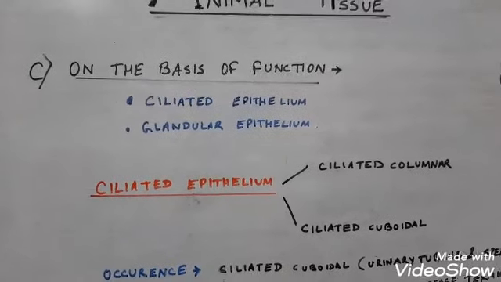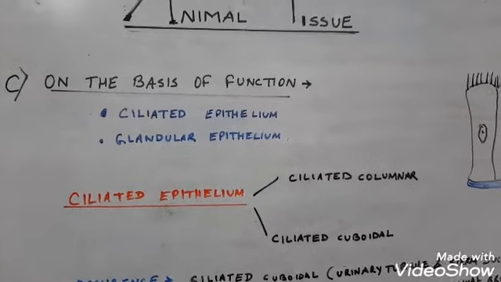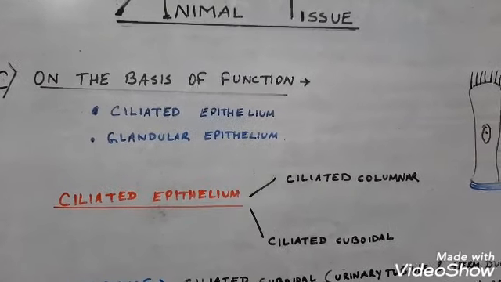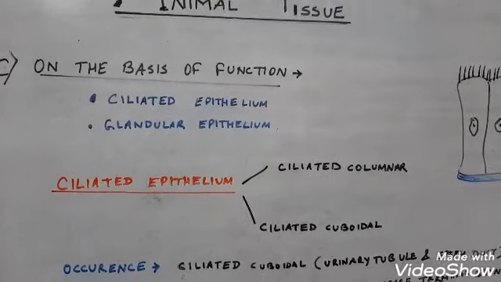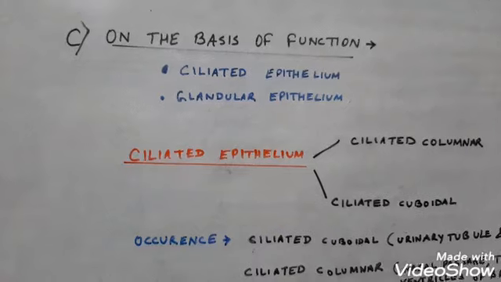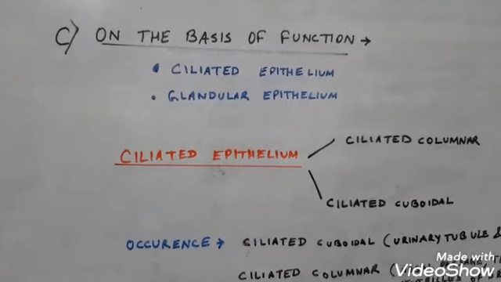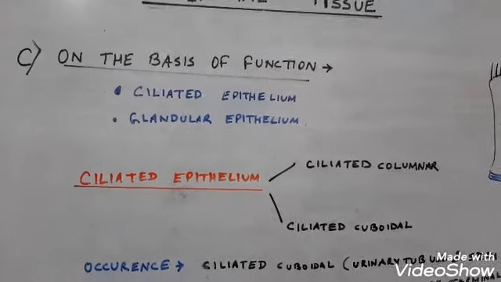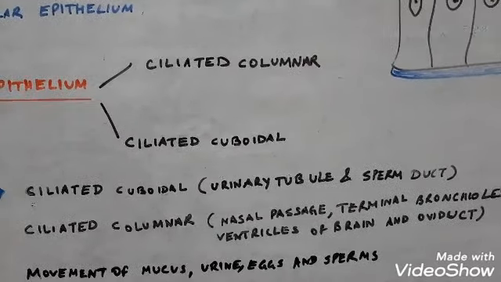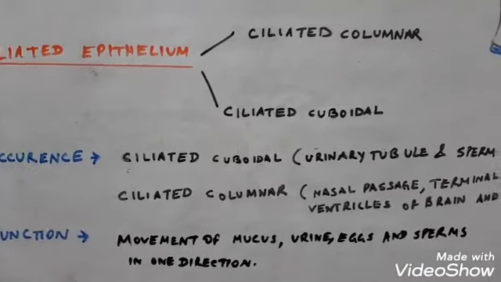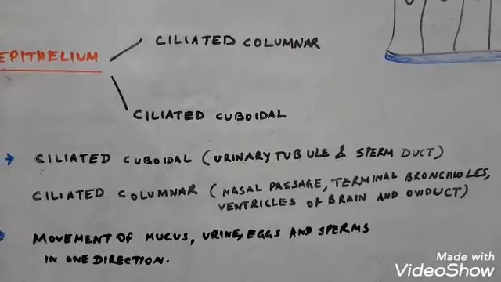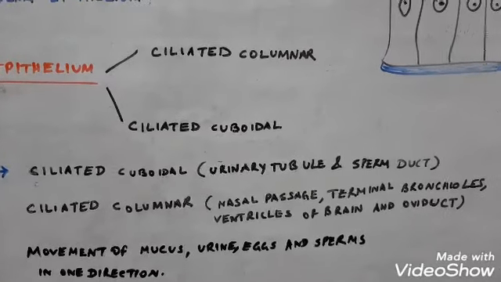Columnar and cuboidal, both types of epithelial tissue, if they possess cilia, are called ciliated columnar and ciliated cuboidal respectively. Now let us look at the occurrence of ciliated cuboidal and ciliated columnar. Ciliated cuboidal is present in the urinary tubule of the kidney and the sperm duct, and ciliated columnar is present in the nasal cavity, the nasal passage, terminal bronchiole of the lungs, ventricles of the brain and oviduct or fallopian tube.